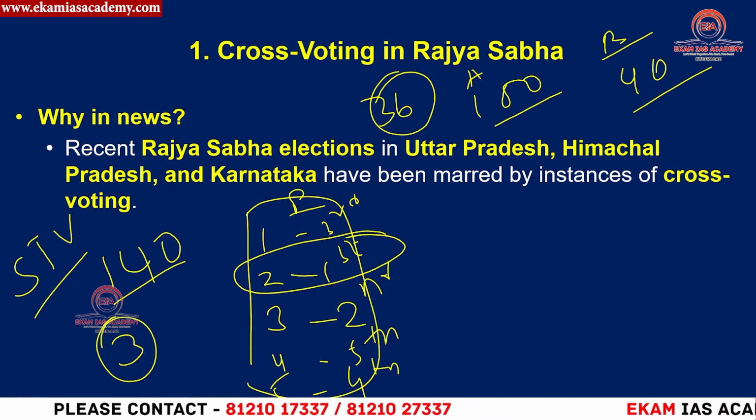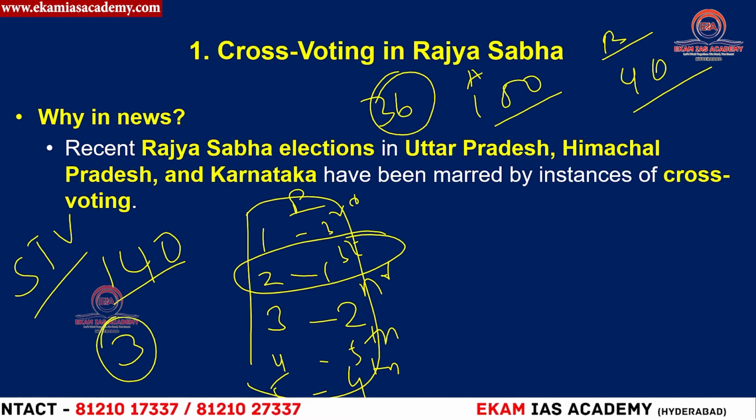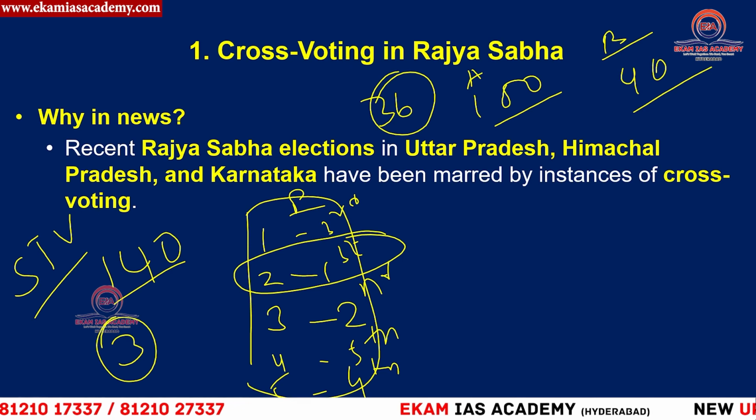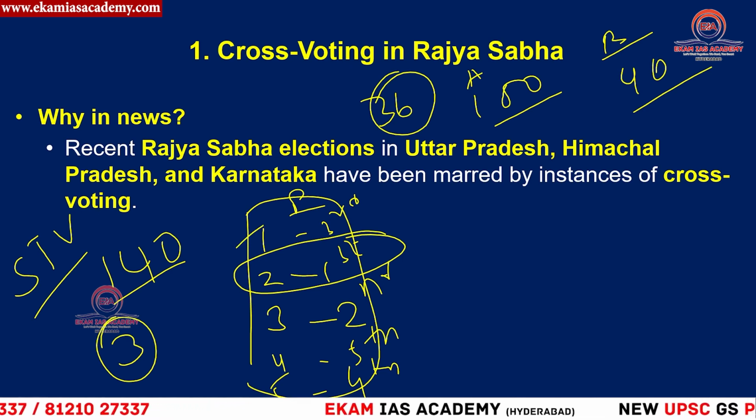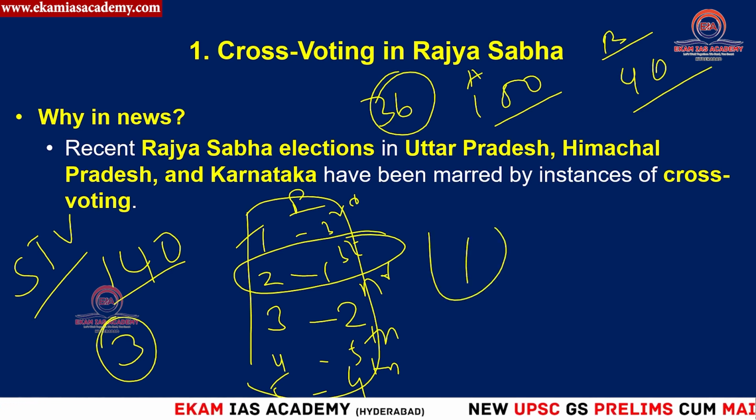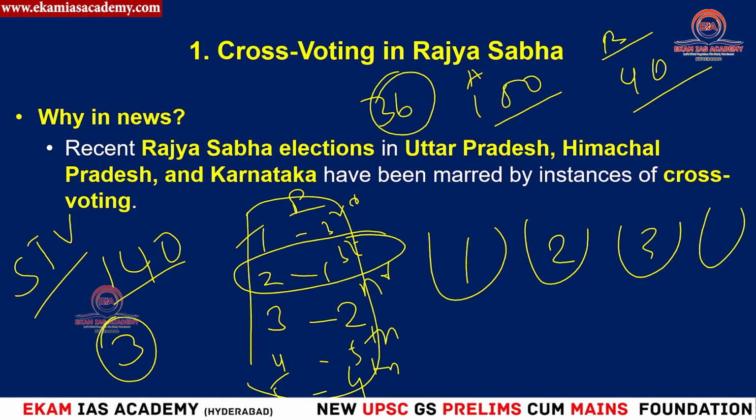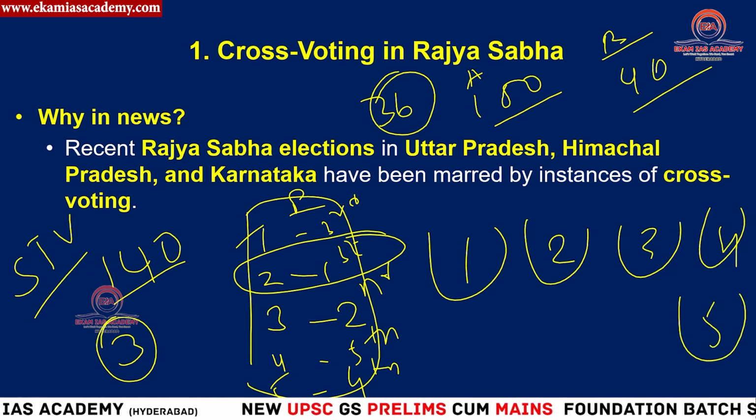After elections, they will segregate the ballot papers based on the preferences. That means they'll see candidate one, the first candidate: how many first preference votes did he get? All those ballot papers will be added to the first person's votes. Then like this, 2, 3, 4, 5. So they have 5 boxes for 5 candidates.